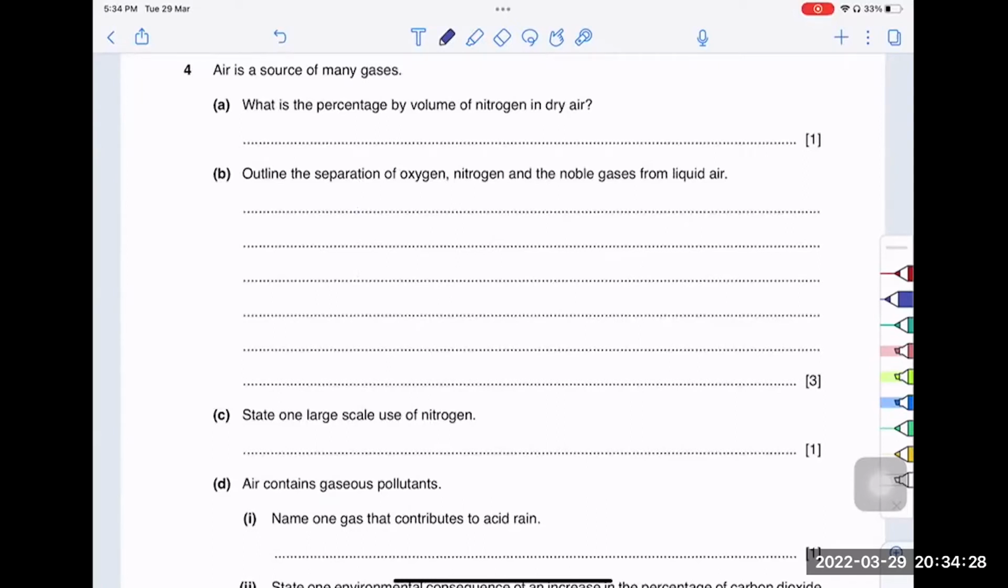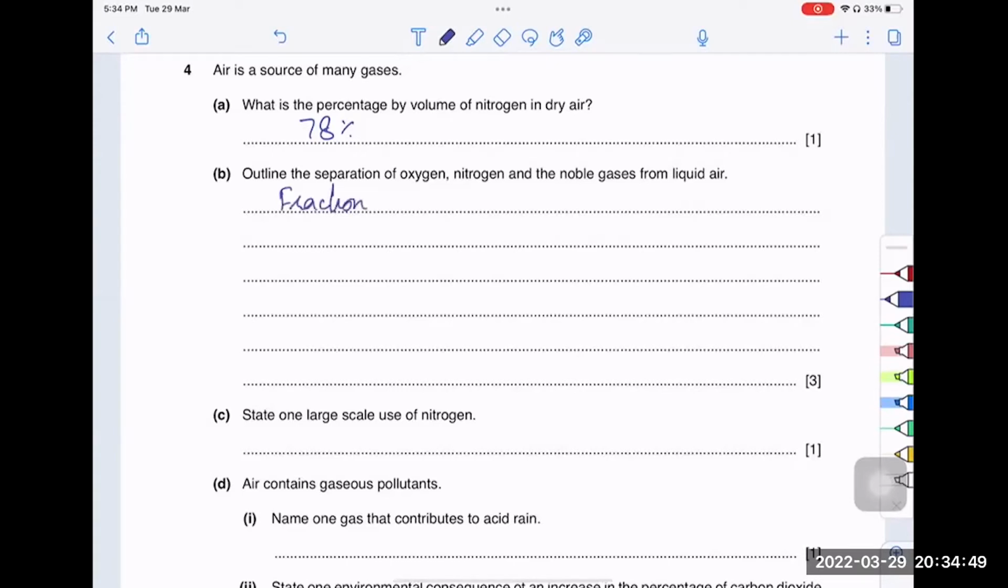Okay, what is the percentage by volume of nitrogen? 78%, right? Everybody knows this. IGCSE people write 79. Outline the separation of oxygen, nitrogen, and noble gases from liquid air. So first of all, what's the process called? Fractional distillation. That's the process.